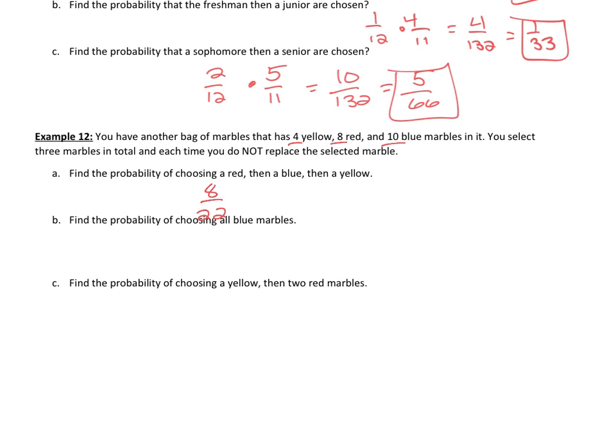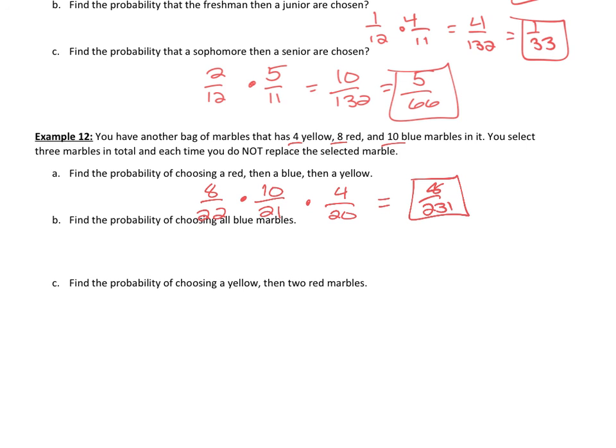So we're looking at 8 out of 22 for red. And if we're taking each one out, assuming that we picked a red, so if we got 8 out of 22, now we're looking at 21 left. Well, the red did not affect the blue, and the blue did not affect the yellow. But we are taking 1 less marble out each time. Take a minute to multiply that up. You get an 8 out of 231.